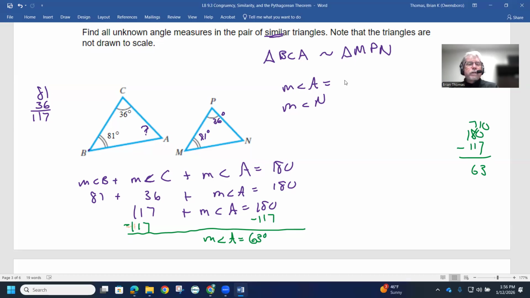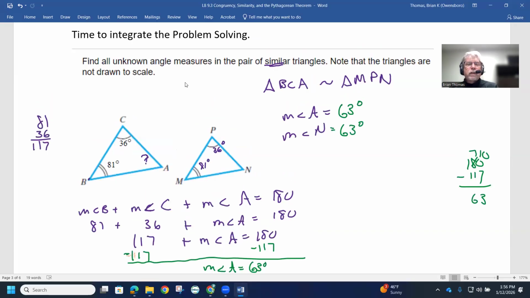So when I find the missing angles, notice that if angle A is 63 degrees, then the measure of angle N, since it corresponds to angle A, has to also be 63 degrees because, of course, if the triangles are similar, then corresponding angles are equal. So since they said that the triangles are similar, we know angle B is equal to angle M, C is equal to angle P, and A has to be equal to angle N.